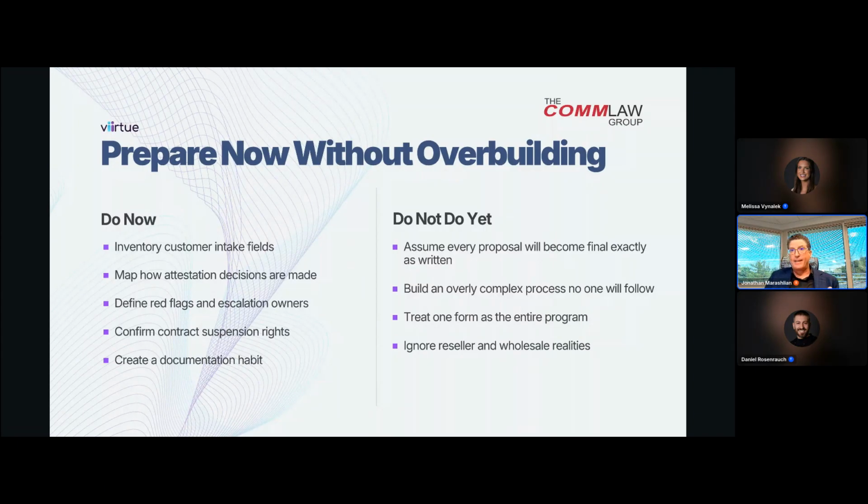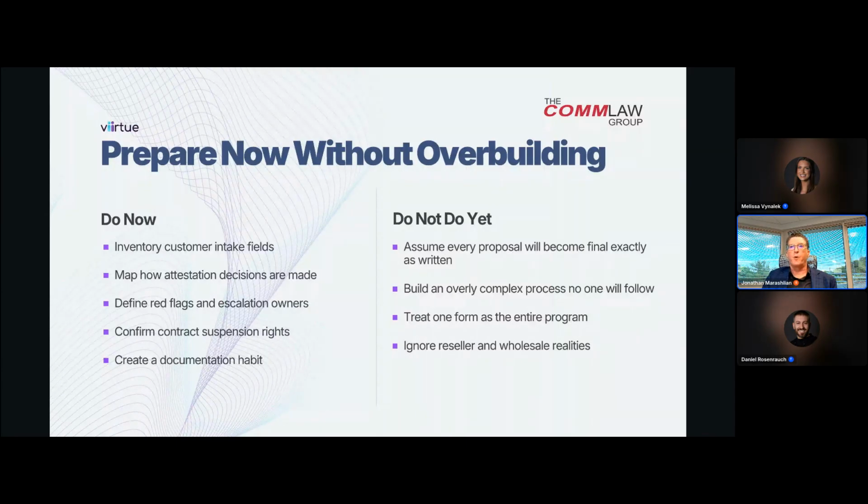Next, map how attestation decisions are made. And this is critical. Who decides whether a customer is getting A, B, or C attestation? Is it automatic? Is it based on the customer type, number assignment? Is it based on a verified right to use record? Is it based on assumptions? You need to know. Then define the red flags and escalation owners. Don't wait for a crisis to decide who owns the decision. Name the compliance owner now. Compliance, operations, network, legal, executive leadership. Who gets called? When? For what?